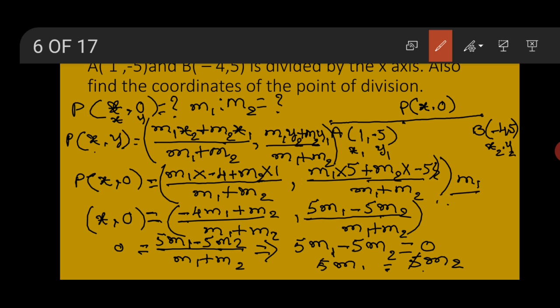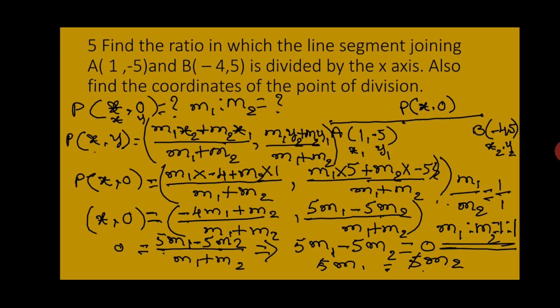Therefore 5m1 is equal to plus 5m2. Carry minus 5m2 to right hand side. Therefore m1, 5 gets cancelled. So m1 divided by m2 is equal to 1 divided by 1. So ratio m1 is to m2 we found, it's equal to 1 is to 1.